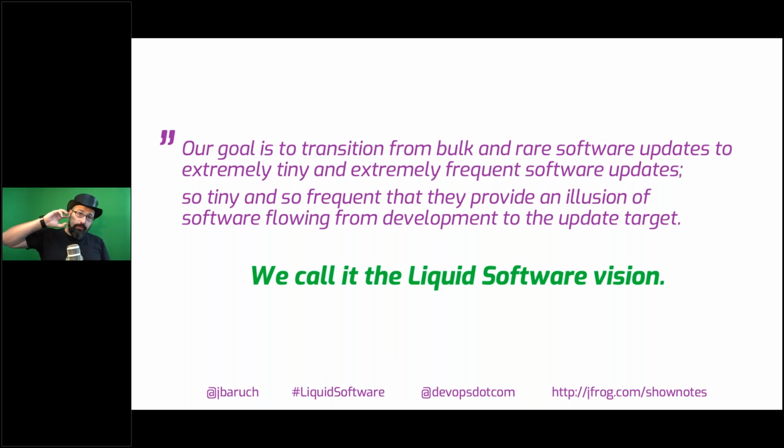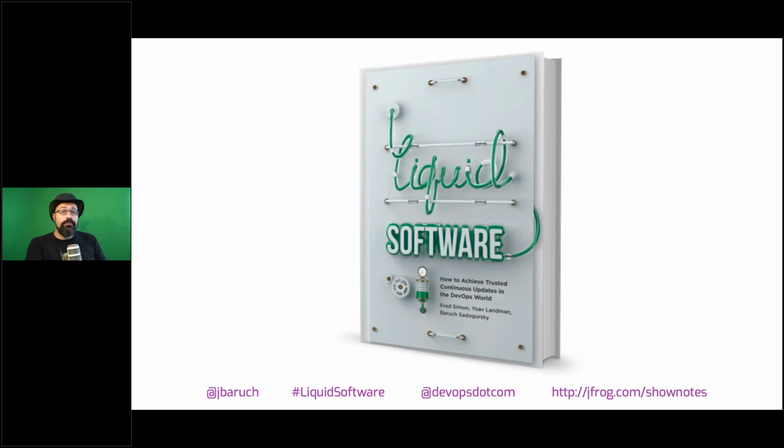It looks like the software flows like liquid from the vendor to the customer. And to explain this vision, we wrote a book. Two co-founders of JFrog, Fred Simon and Yoav Landman, and yours truly, we all co-authored a book that's called The Liquid Software, that explains how to achieve continuous updates in the DevOps world. And you can learn more about this book at liquidsoftware.com, and there is a hashtag Liquid Software right here at the bottom of our slide as well.